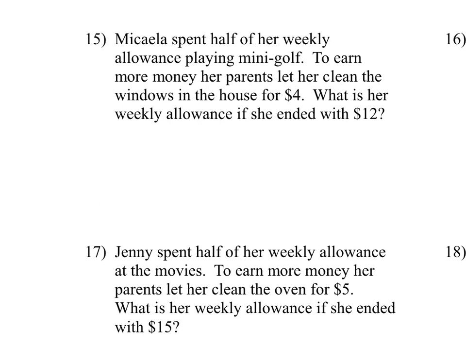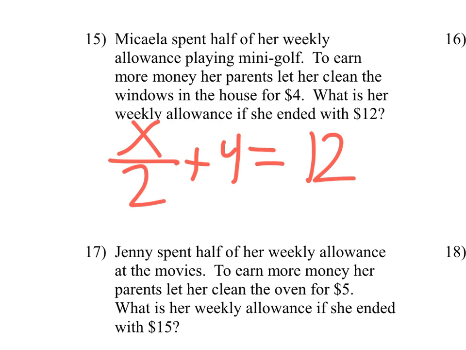Number 15 is another name I'm not sure how to pronounce, but this person spent half of her weekly allowance playing mini golf. To earn more money, her parents let her clean the windows in the house for $4. What is her weekly allowance if she ended with $12? We do not know what her weekly allowance is, but we know that she spent half of it. Had it been a third, we'd divide by 3. If it had been a fourth, we'd divide by 4. Afterwards, she realized she probably needed more money, so she did some extra chores for $4. After spending half and earning $4, she now has $12.